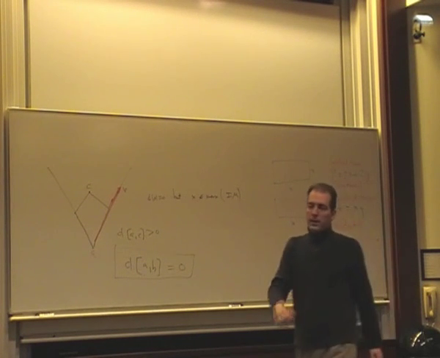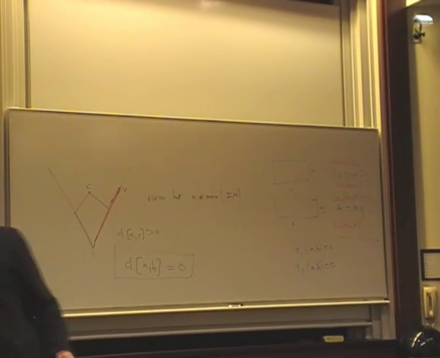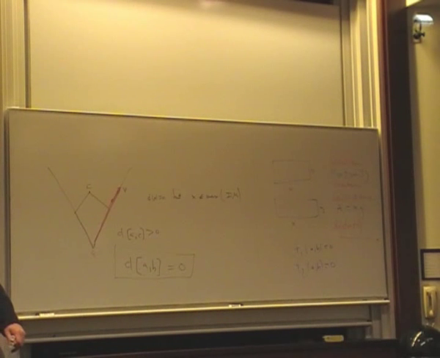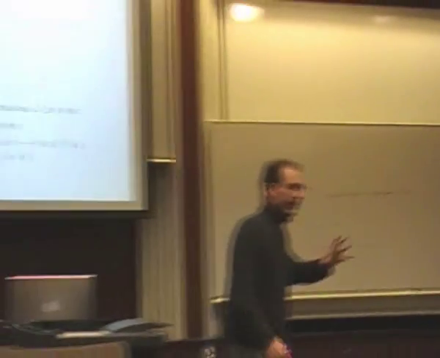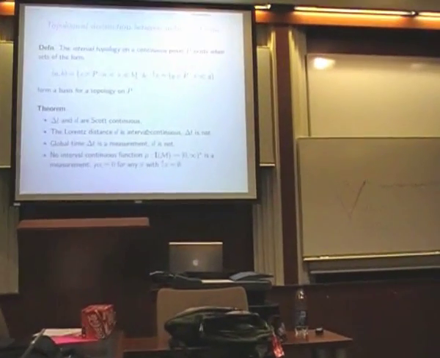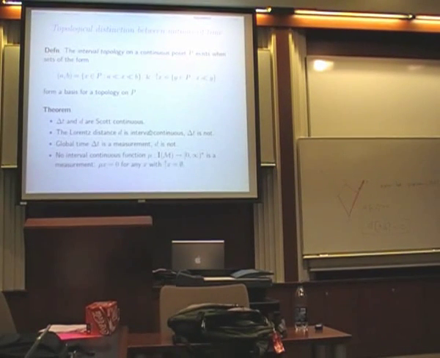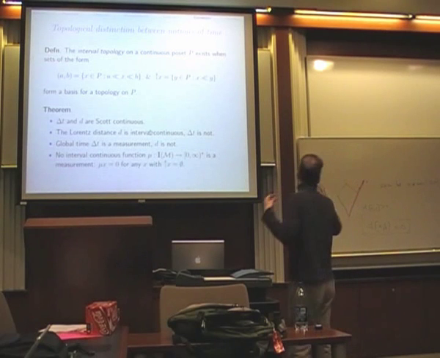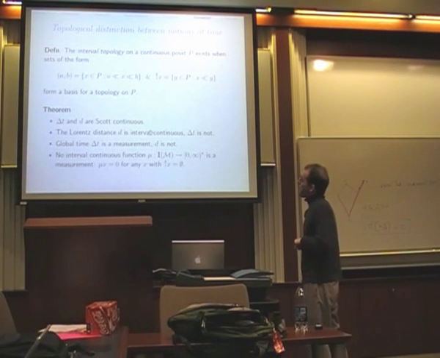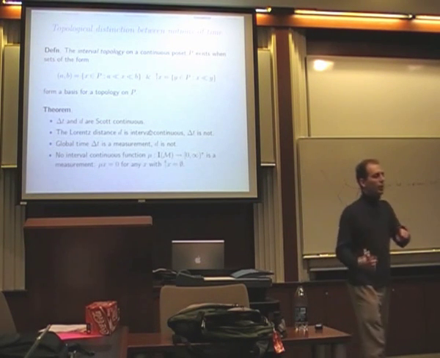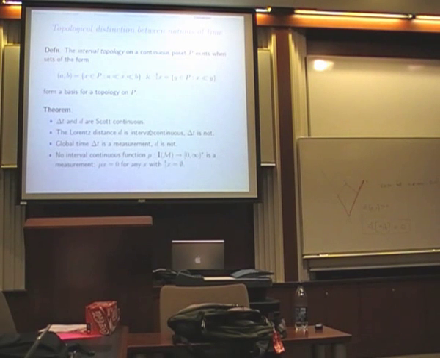It's easy to understand. But there's a deep reason, a deep thing that happens, and this is it. From one point of view, it looks like the Newtonian definition of time is much nicer, right? It's a measurement. They're both Scott continuous, and it's a measurement, but the Lorentz distance is not. But you can take a completely different view under which the Lorentz distance is the nicer of the two, right?